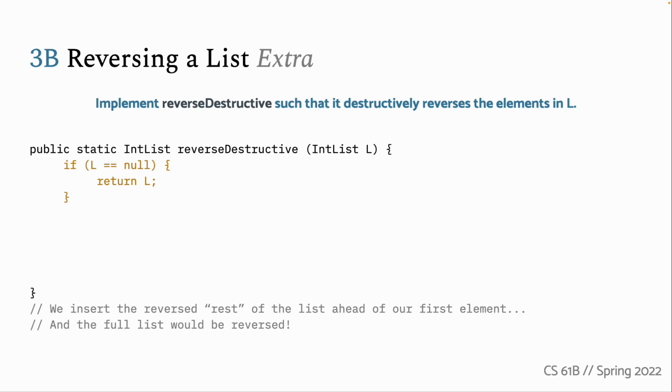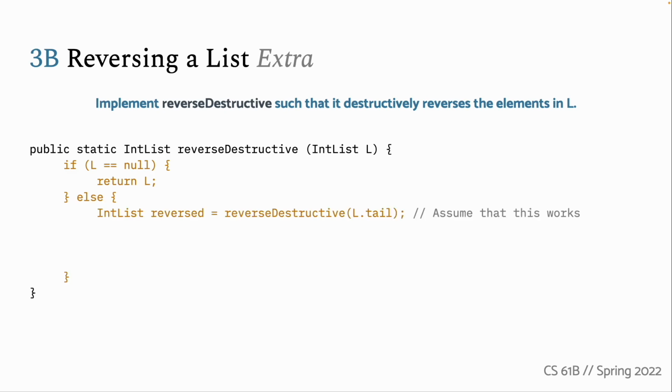And then we can do that recursively because every int list is an int list that has a first item and then the rest. So we can start here. We are just going to assume that this works. So let's say we have an int list reversed, and then that reverses destructively the L.tail, the rest of our list.